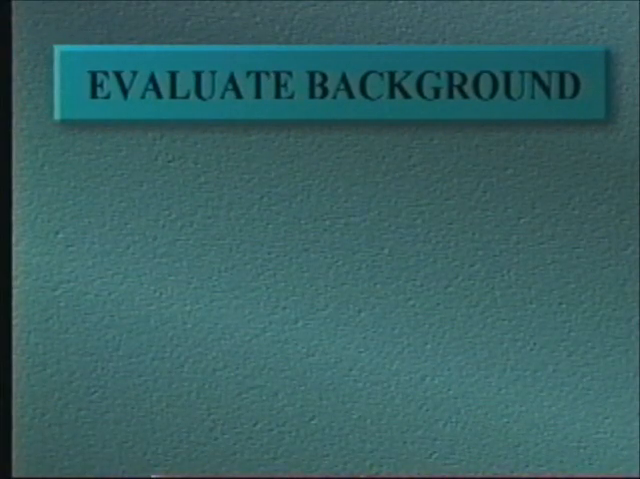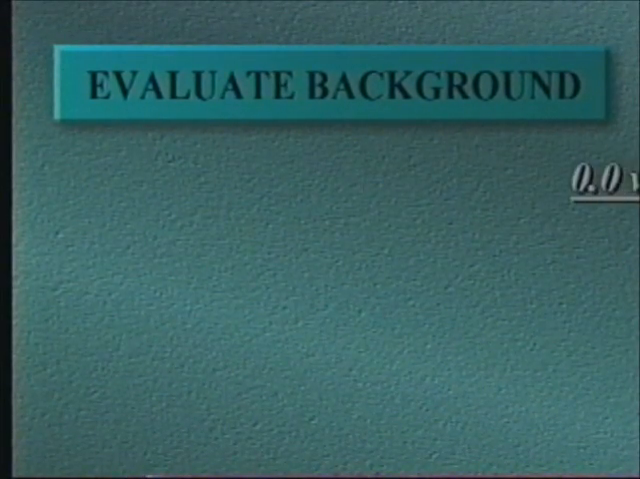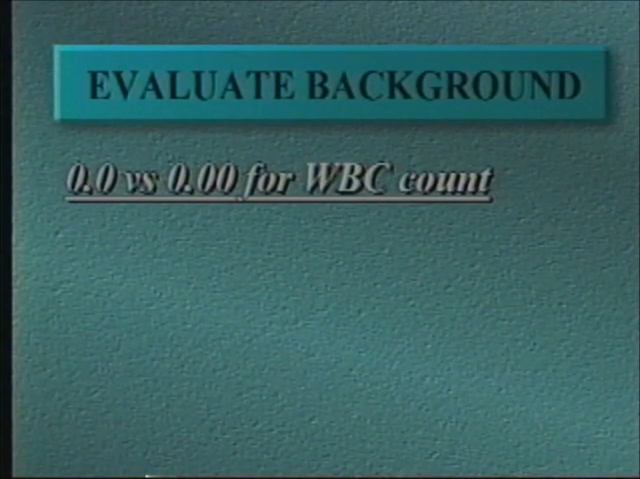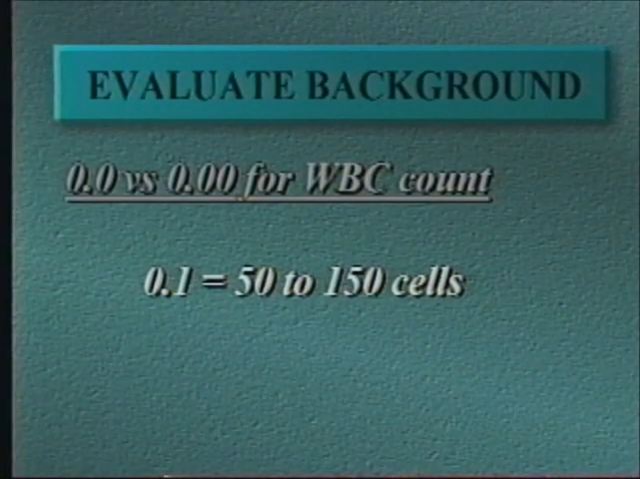Next, you need to evaluate your background. It will make a difference if your instrument reports your white blood cell counts to 1 or 2 decimal places. If your analyzer reports 0.0 for a background, this probably means you have less than 50 particles. But 48 or 50 particles are significant when you are doing very low cell count body fluids. This will limit your lower linearity, because at 0.1 you may have anywhere from 50 to 150 particles.